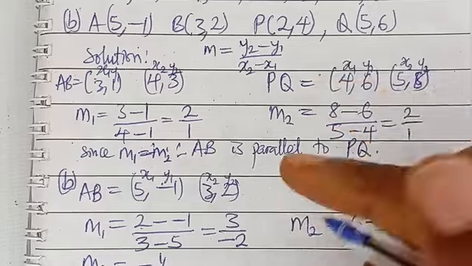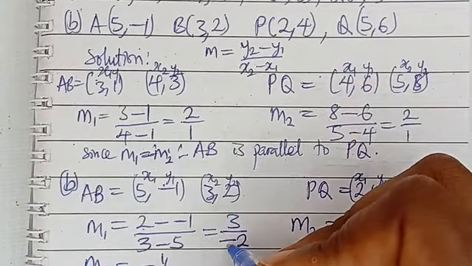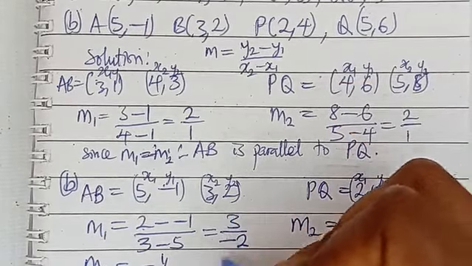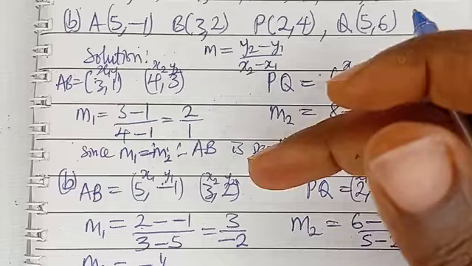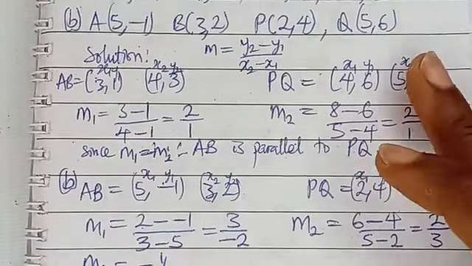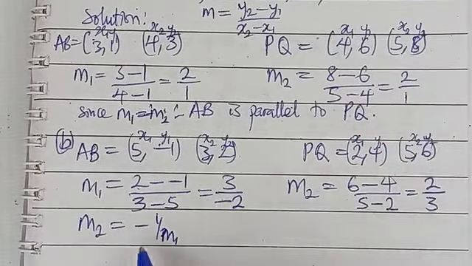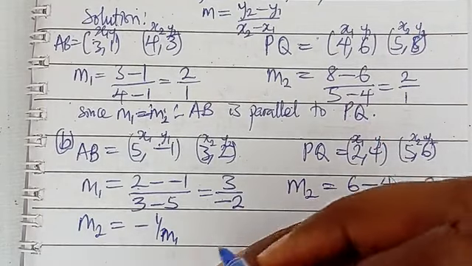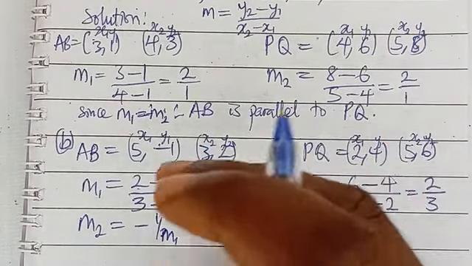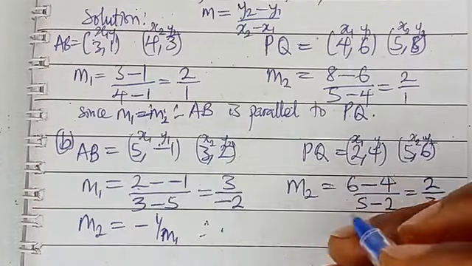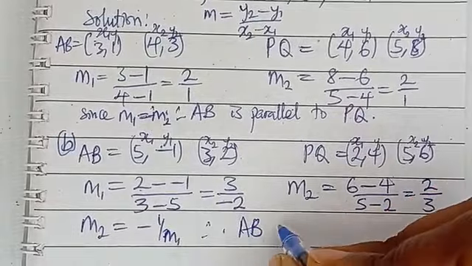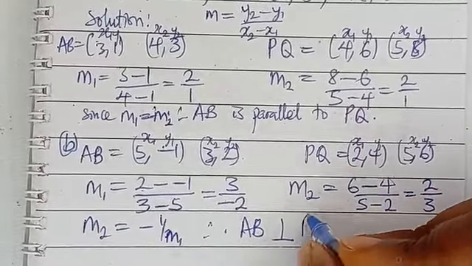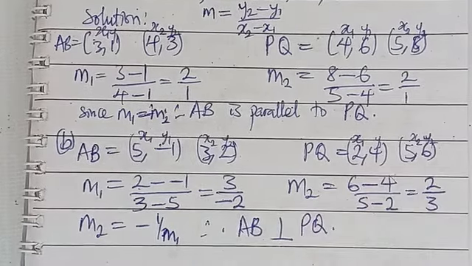When we multiply m1 by minus 1, the minus cancels out and it becomes 3 over 2. And when we invert it, that is, turn it upside down, it is equal to m2. That is what we mean by m2 being equal to the negative inverse of m1. Therefore, they are perpendicular. AB is perpendicular to PQ.